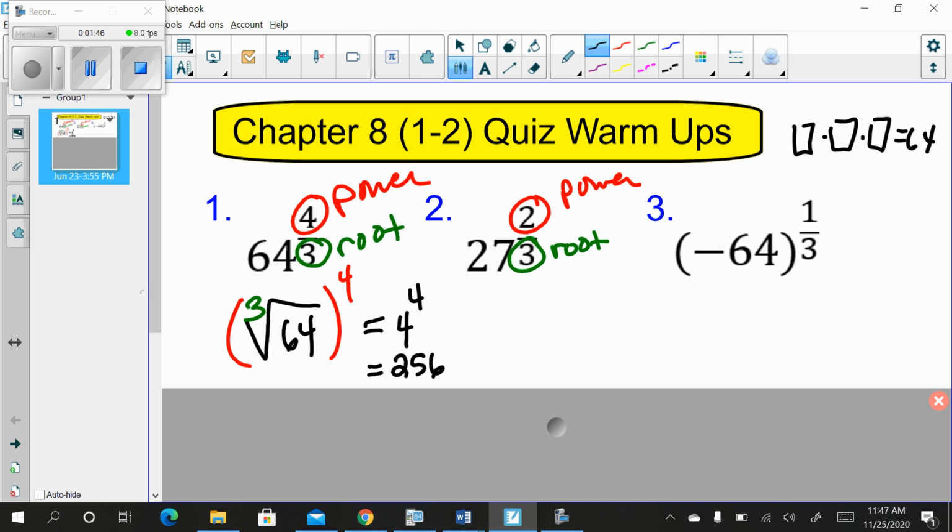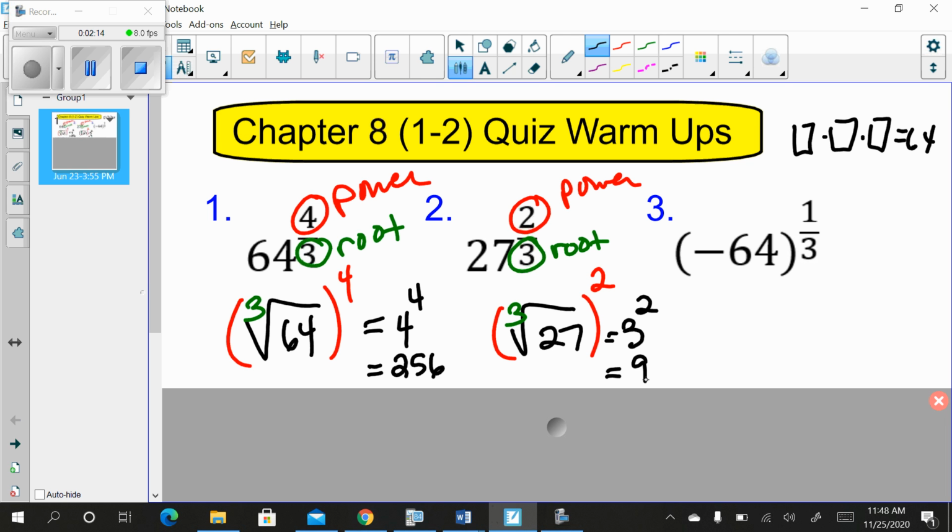So when I rewrite this as a radical, oops, it's not 64 again. It is 27, and it's a cube root. And then remember that whole thing is being raised to that power of 2. So we start on the inside and work our way out. So cube root of 27, what times itself gives you 27? That would be 3. And then we need to square that. So 3 squared would be 9. So being able to simplify a little bit easier.